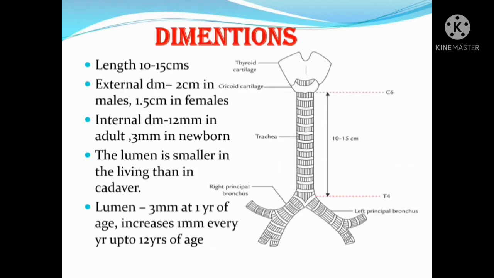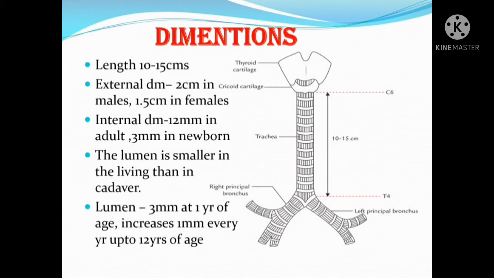Coming to the dimensions of the trachea, the length is about 10 to 15 cm. The external diameter is about 2 cm in males and 1.5 cm in females. The internal diameter is about 12 mm in adults and 3 mm in newborns. The lumen is smaller in the living than in the cadaver. The lumen is 3 mm at the age of 1 year and increases 1 mm every year up to the age of 12 years.